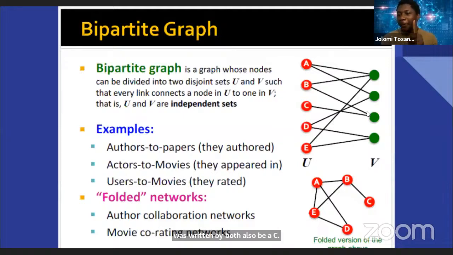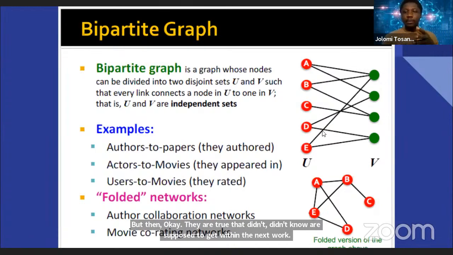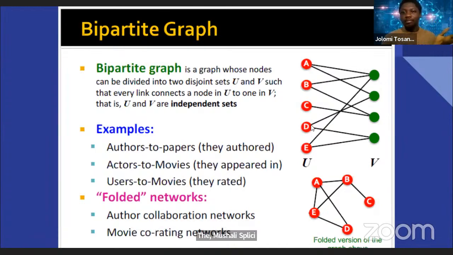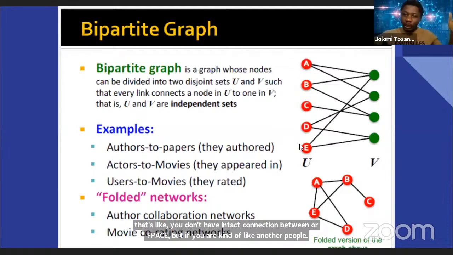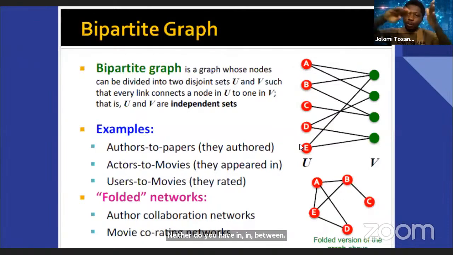But then why is it called bipartite, right? It is because the nodes associated with this network are mutually exclusive. For example, papers cannot be authors. So we have similar things, authors on one side, then papers on another side. You don't have interconnection between papers because a paper cannot write another paper. Neither do we have interconnection between authors. The connection cuts across the two groups. So this is a bipartite graph.